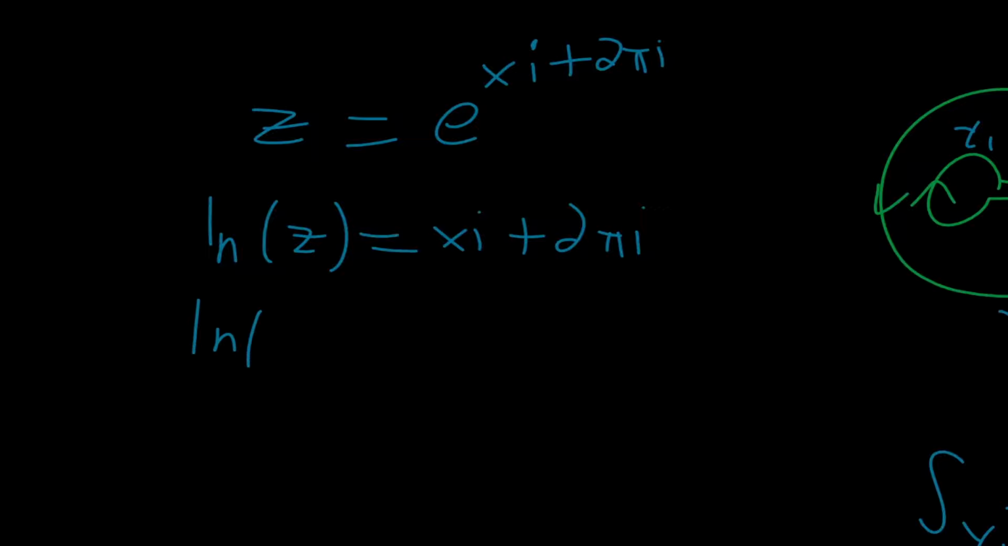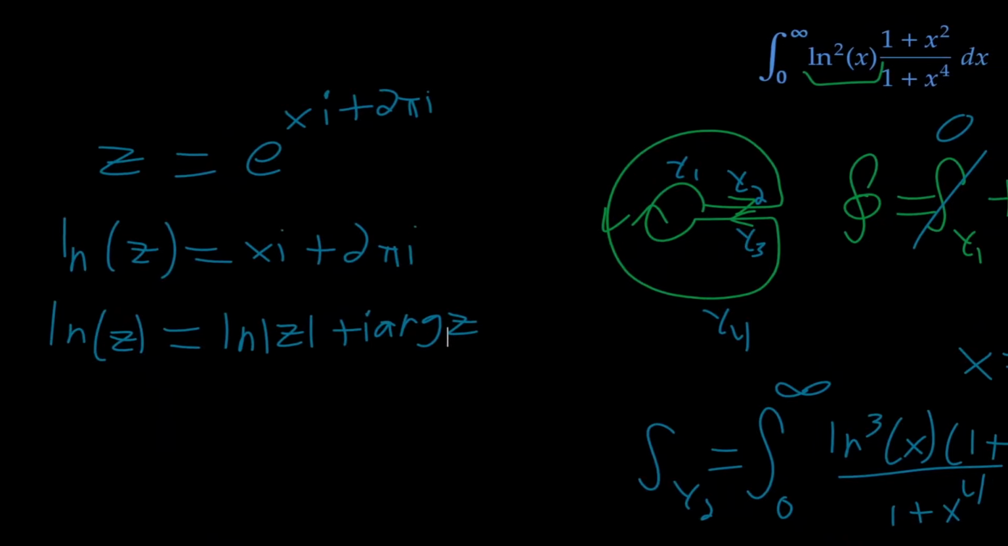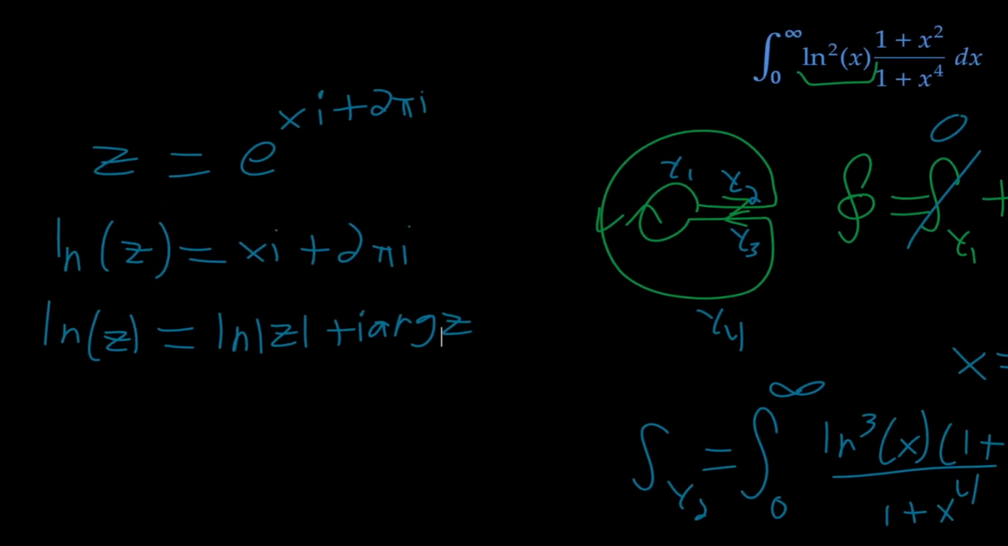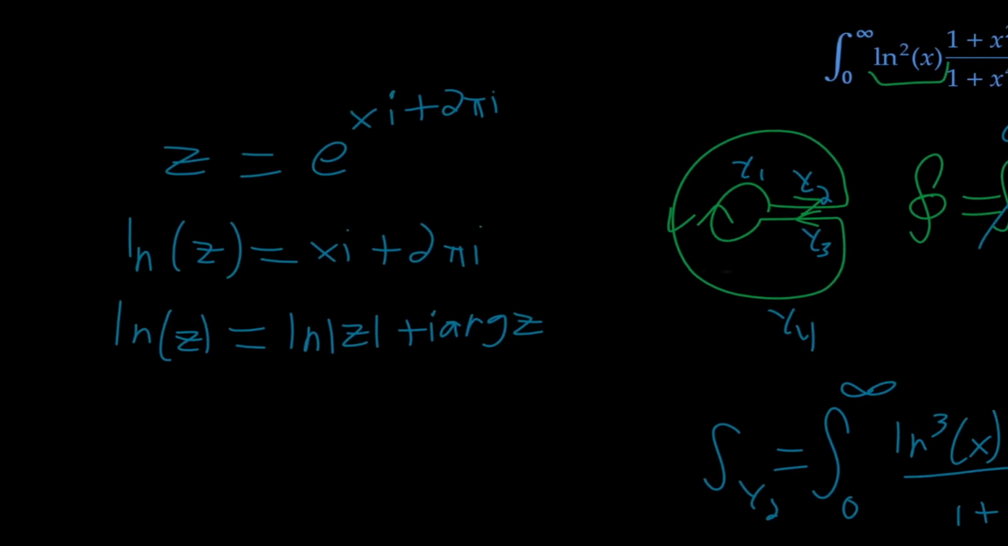You can define natural log in the complex plane to be the natural log of the absolute value of z, but then plus i times the argument of z. And that's one way you can define the complex natural log function. So on our primary axis, on gamma 2, the argument of z we can just say is 0 because we're going from left to right.